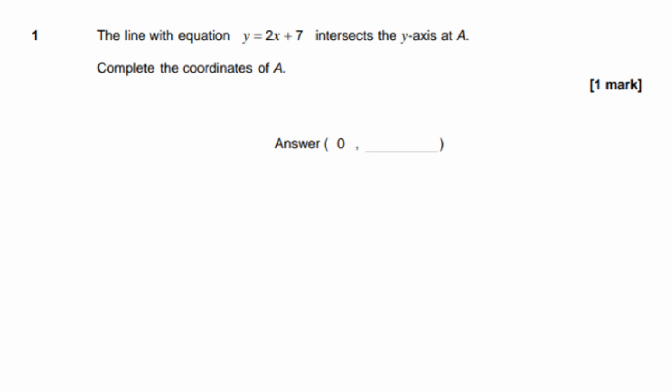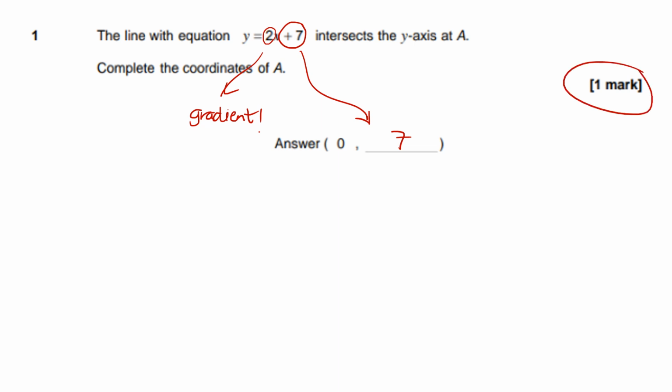So let's have a look at question 1. The line with equation y equals 2x plus 7 intersects the y-axis at A. Complete the coordinate of A. Okay, so they want us to find out the y-intercept. So this would mean that we're going to be taking this to there. That's what the y-intercept is, and remember, the coefficient of x is going to be your gradient, just as additional information for you, and that's how you get full marks from this question.